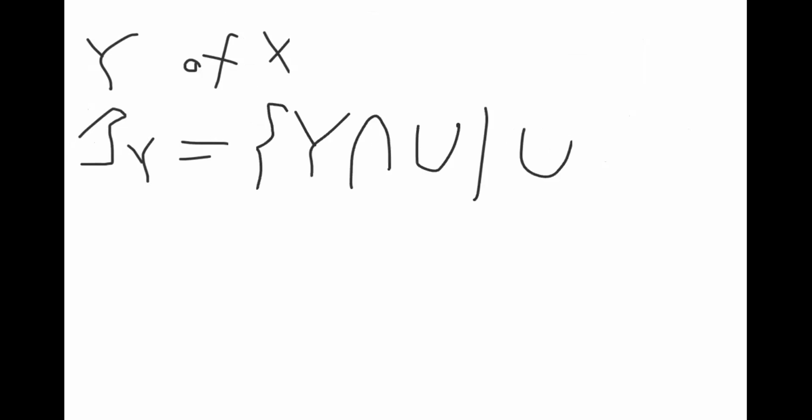Okay, wait, can you give us one more minute and also remind us of the definition of a subspace? Oh, yes, of course. A subspace is, for example, the subspace Y of X is written like this. T_Y is the Y intersects with U, when U is an open set of X.